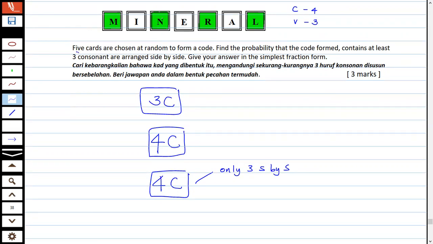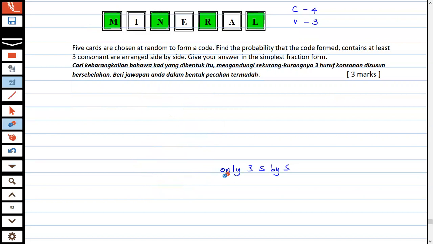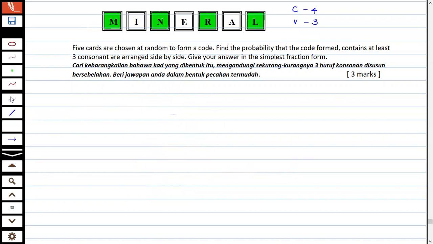Because here they already mentioned at least 3 consonants are side by side. Try to understand. At least 3 means inside the 4, at least 3 side by side. The one that is not side by side is not the problem. Understand now? So we have 3 types of cases. Explaining through words is very difficult for you to understand. In maths we have to see a solution, right? Okay, come, we move on to the solution.